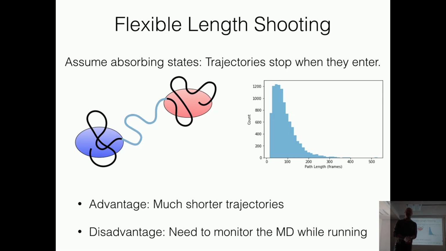The disadvantage is that you need to stop the trajectory as soon as it enters a state. So your program needs to be monitoring the MD while it's running. Most MD codes do not exactly make that trivial, and that is where packages like mine, OpenPathSampling, can be of use to the rest of the world. That's what we do, is we work on that monitoring stuff.